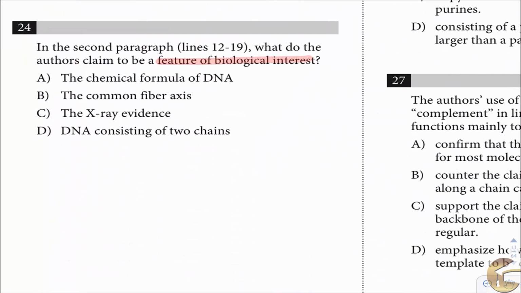And it says, is it about the chemical formula of DNA? Again, I'm focusing on the chains because that's really what the main idea of that paragraph was. So no, B is not talking about the chains. C is not talking about the chains. Even though X-ray evidence is used, that's not the main idea. D says DNA consisting of two chains. That is what 24 should be, because that's what that paragraph is about.